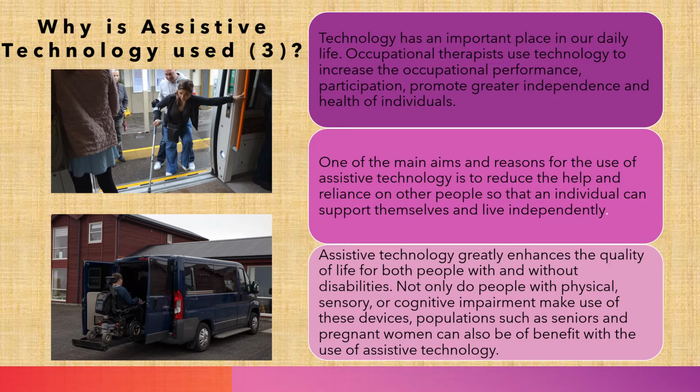Why is assistive technology used? Technology has an important place in our daily life. Occupational therapists use technology to increase occupational performance, participation, promote greater independence, and health of individuals. One of the main aims and reasons for the use of assistive technology is to reduce the help and reliance on other people so that an individual can support themselves and live independently.